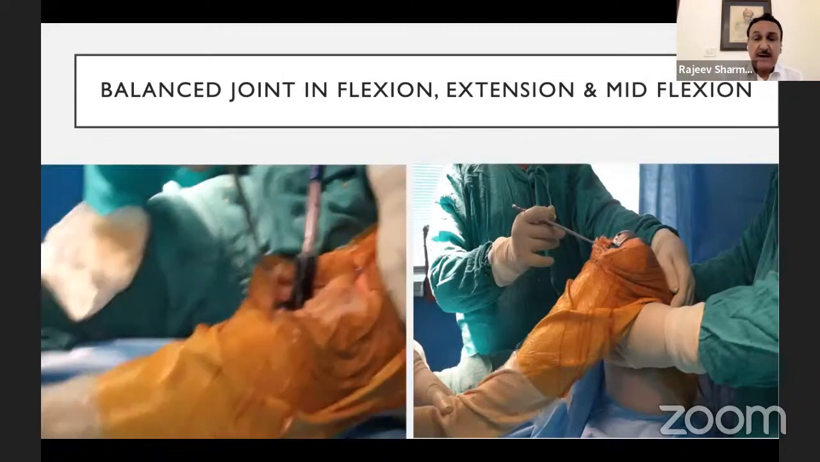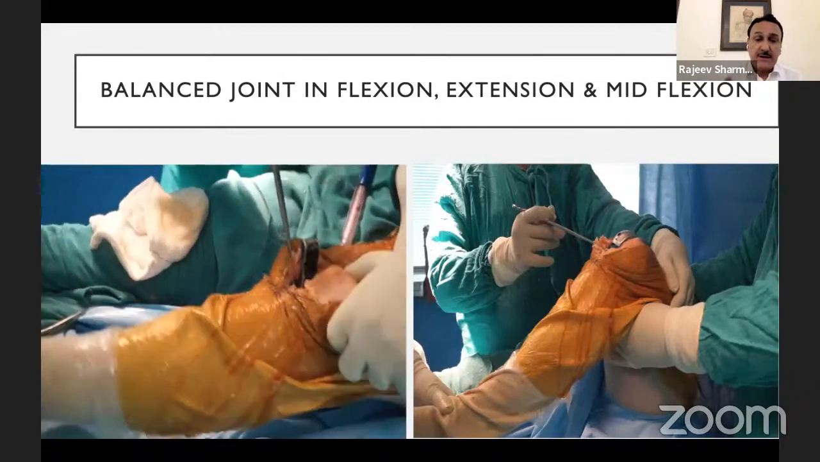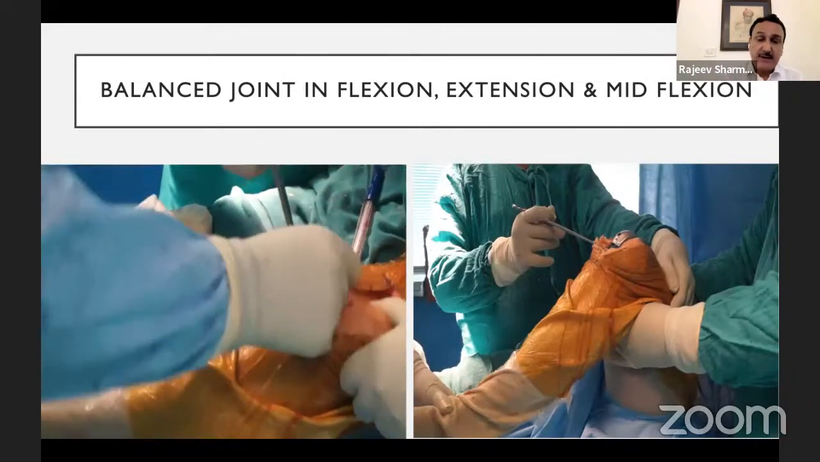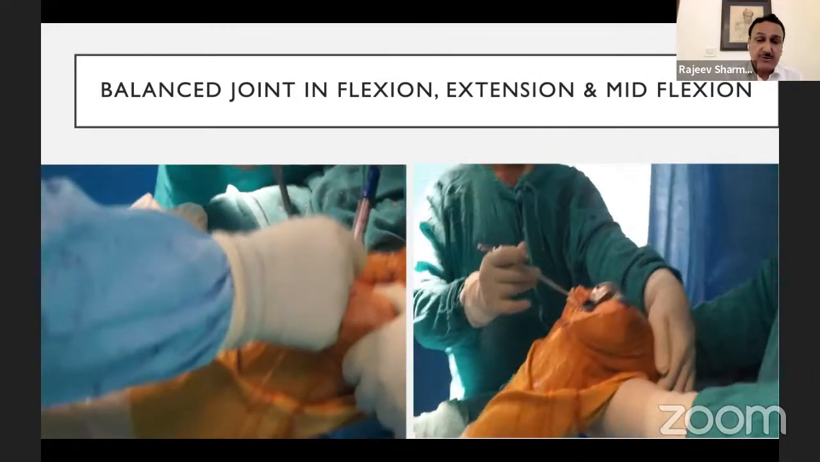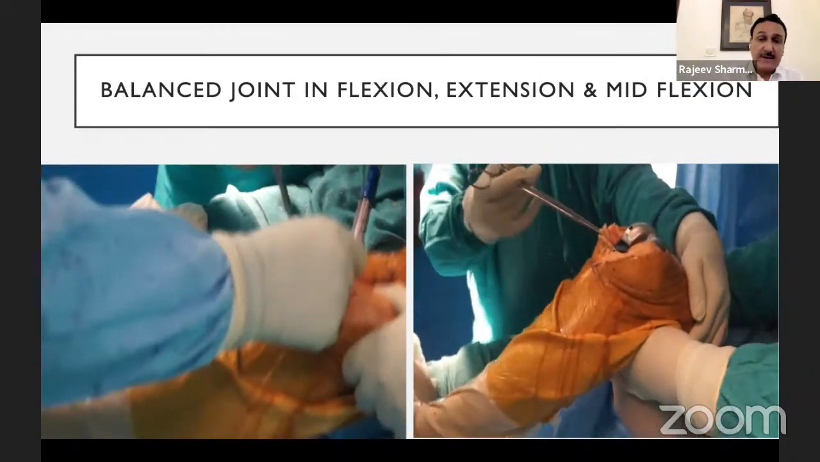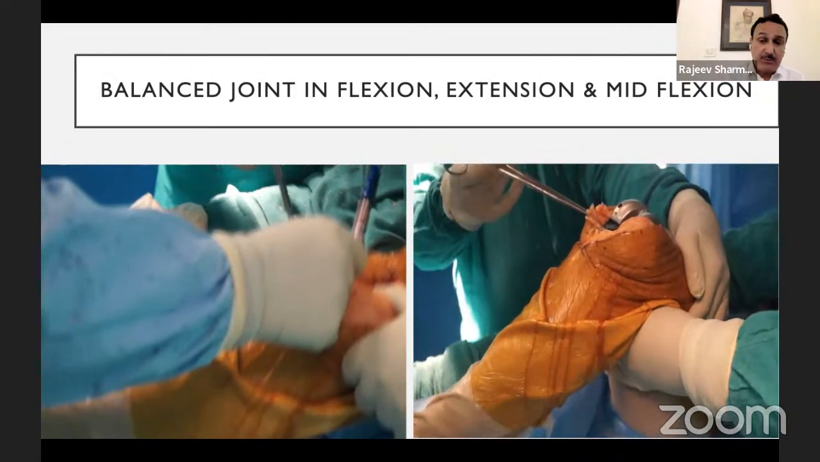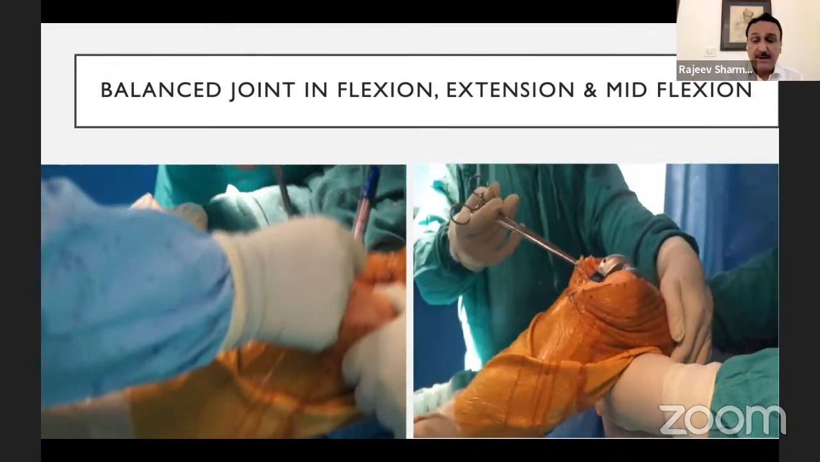Once you do this, your finger is the best judge. You just touch the MCL. If you find that the MCL is tight, you know that you have to put more effort into balancing this joint.